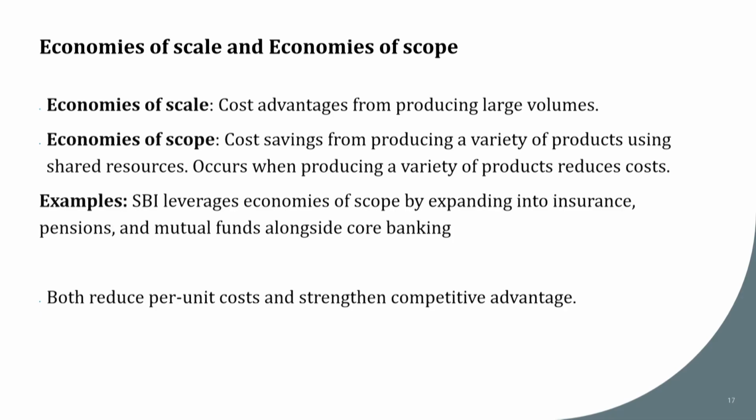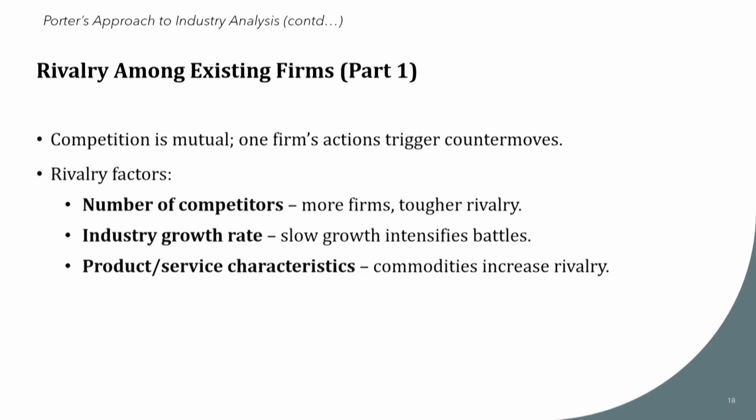So overall, economies of scale and economies of scope both reduce per unit cost and strengthen competitive advantages for firms. The main point I am presenting here is that existing firms enjoy economies of scale and economies of scope, and this prevents the entry of new firms into the industry, because it will take time for a new entrant to develop them after entering the business.